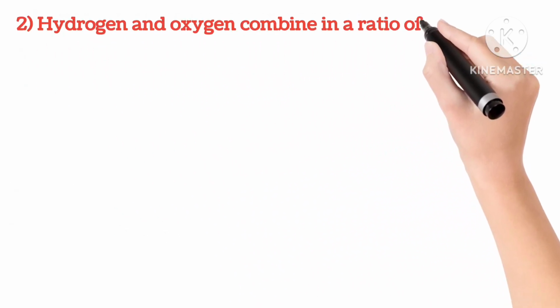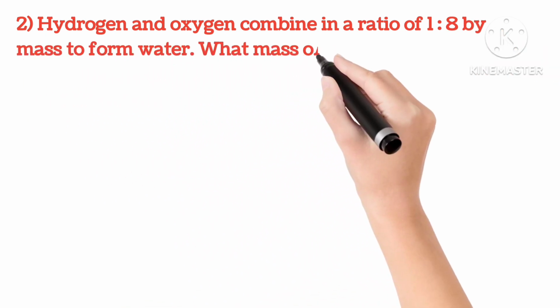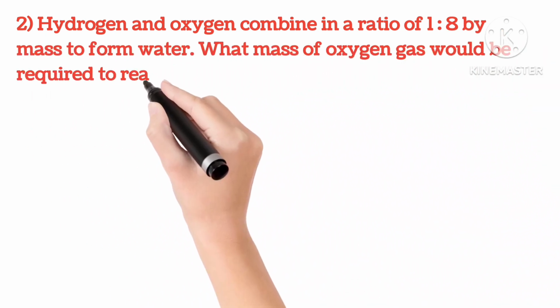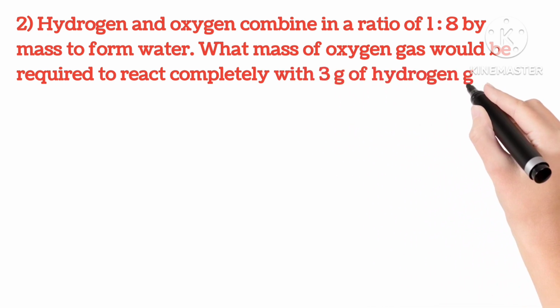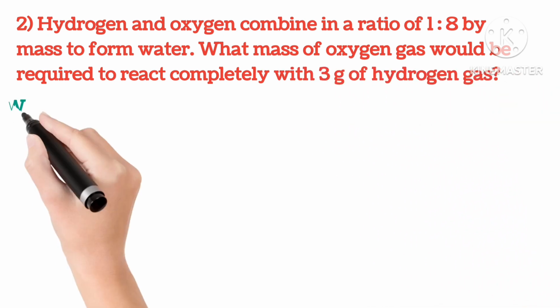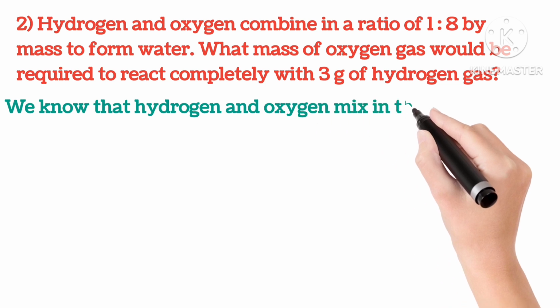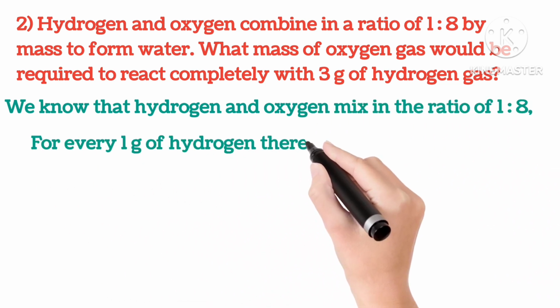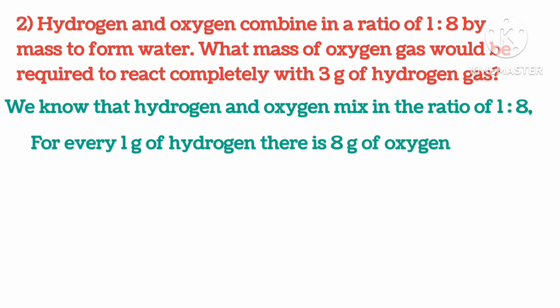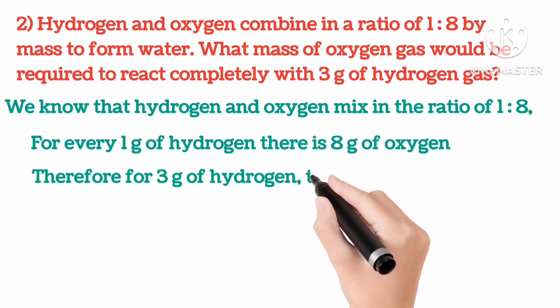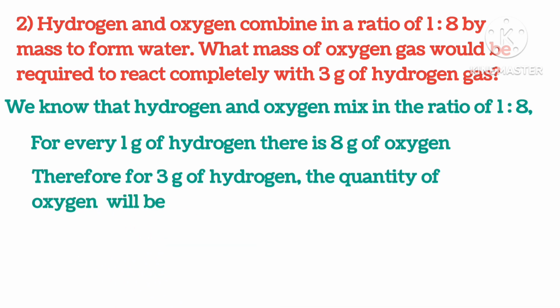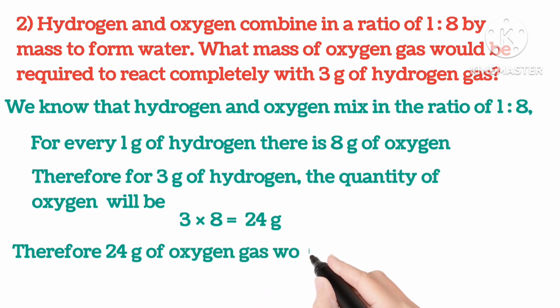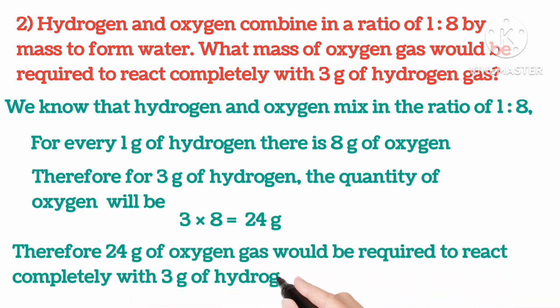Hydrogen and oxygen combined in a ratio 1:8 by mass to form water. What mass of oxygen gas would be required to react completely with 3 grams of hydrogen gas? We know that hydrogen and oxygen mix in the ratio of 1:8. For every 1 gram of hydrogen, there is 8 grams of oxygen. Therefore, for 3 grams of hydrogen, the quantity of oxygen will be 3 into 8, that is 24 grams. Therefore, 24 grams of oxygen gas would be required to react completely with 3 grams of hydrogen gas.